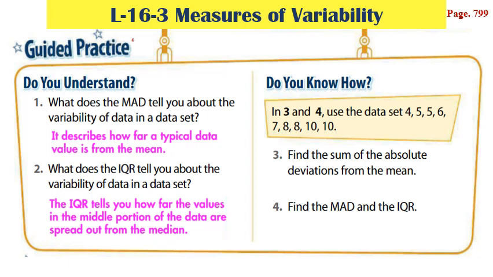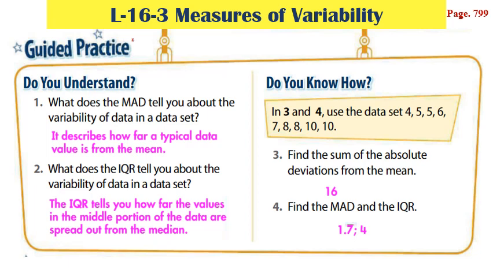Now guided practice part 2. Do you know how? Read the direction. In 3 and 4, use the data set 4, 5, 5, 6, 7, 8, 8, 10, 10. Let's make the answers for both questions together. Number 3. Find the sum of the absolute deviations from the mean. And number 4, find the MAD and the IQR. Excellent. Answers: number 3, 16, and number 4, MAD equals 1.7 and IQR equals 4.